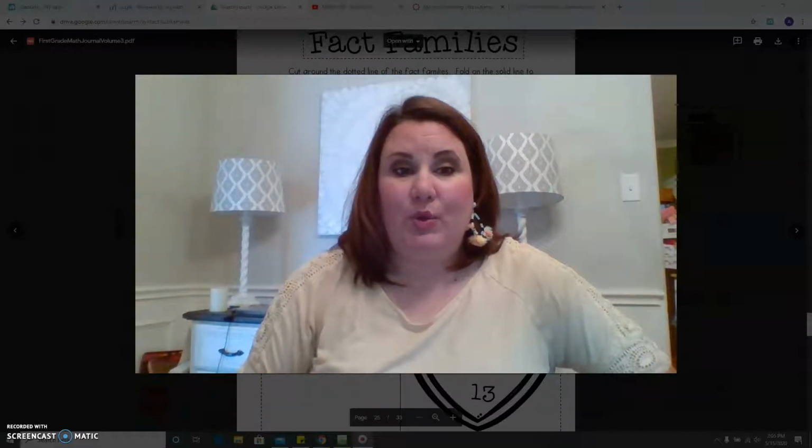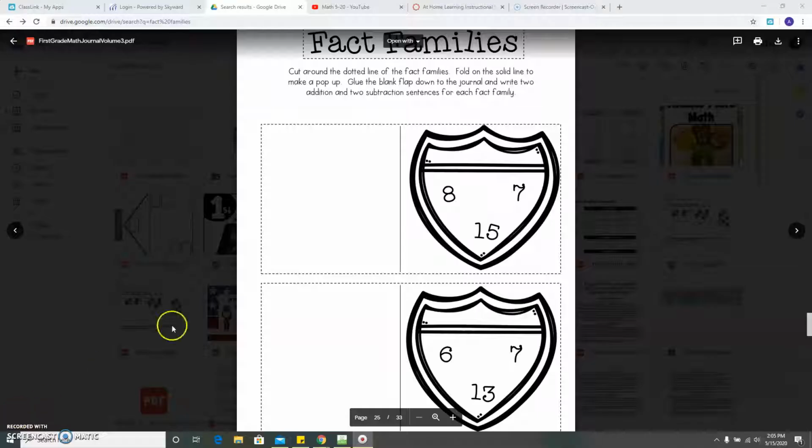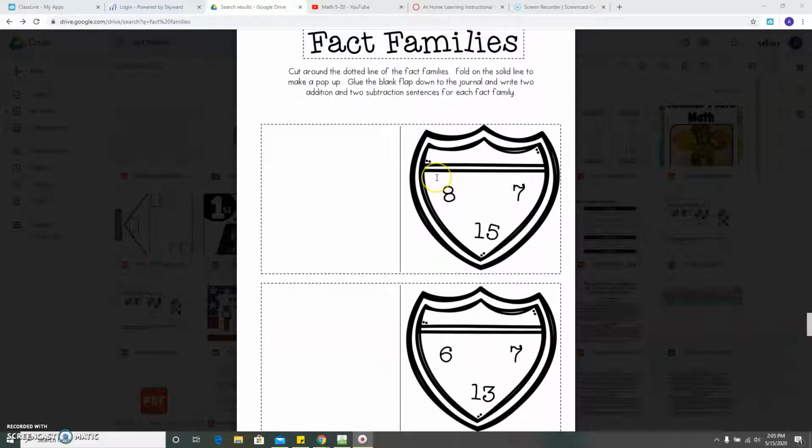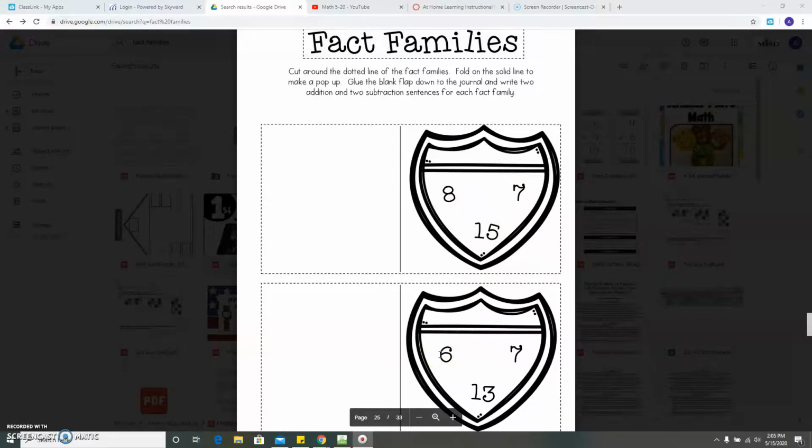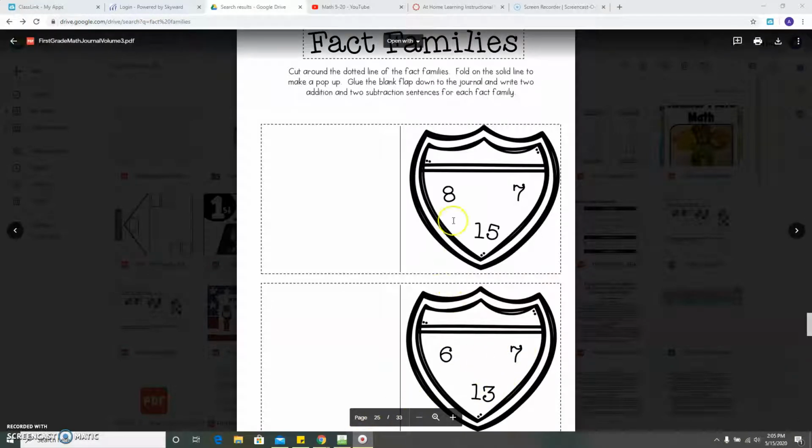So let me show you, let me pause this and I'll show you what we're gonna work on. So here we have two sets of numbers for fact families. I'm gonna show you what I want you to do using these numbers, 8, 7, and 15, and then you're going to do it by yourself using 6, 7, and 13. Okay, so I'm going to use the numbers 8, 7, and 15.